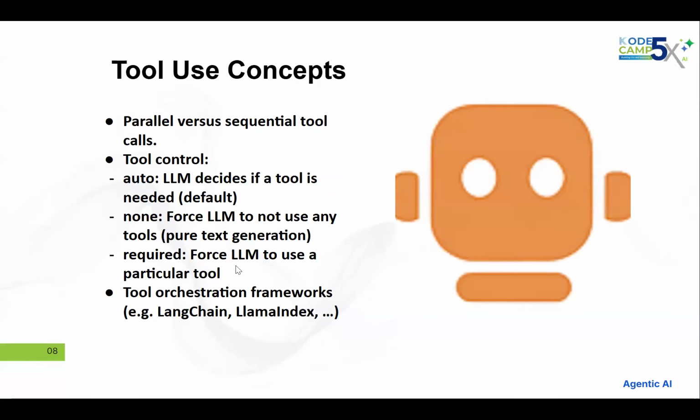Okay, so some tool use concepts. The first we'll look at is parallel versus sequential tool calls. Olarewaju, you asked a question earlier about what if there's need to make multiple tool calls, right? Yes, sir. And remember, I also asked why is the LLM's response, when it makes a tool call request, a JSON array? Why is it not just a JSON object?